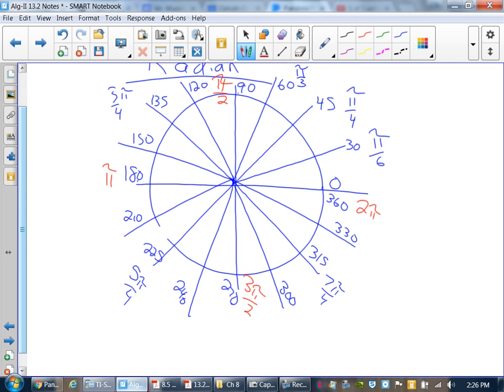Because now all of these go by a 6. 1/6, 2/6, 3/6, 4/6, which is 2/3.